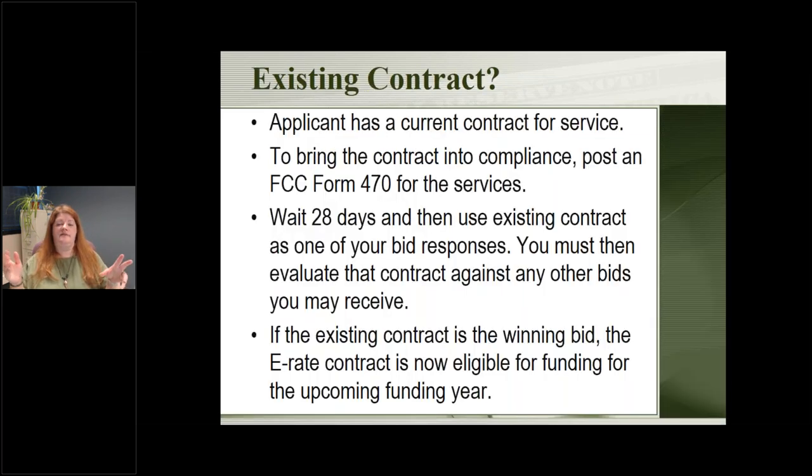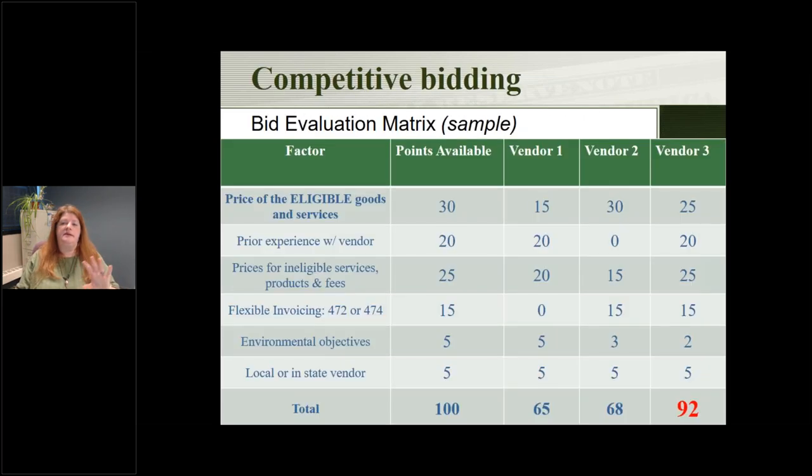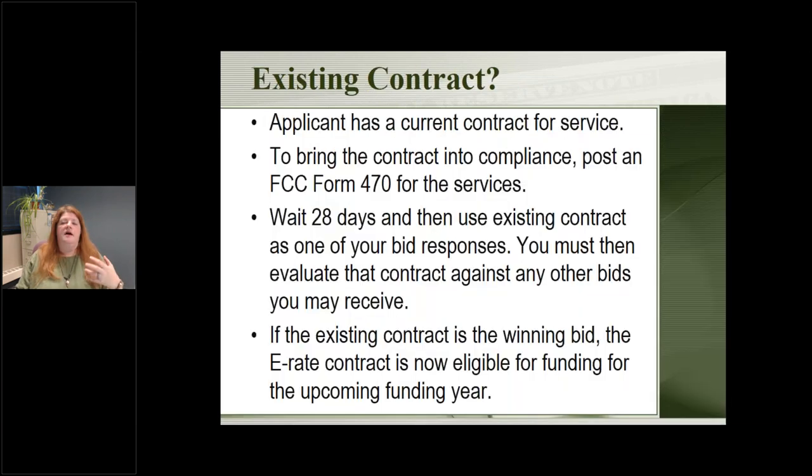Now, there might not even be a need to do a comparison because there isn't any competition. For example, what if you have an existing contract with your current service provider, and you want to just start doing E-rate after you've already signed a contract with them? That's okay. What you do is you do your 470, no problem, just like usual. You wait the 28 days like you always do, but then you take your existing contract, what you currently have set up, and that is considered one of your bids.